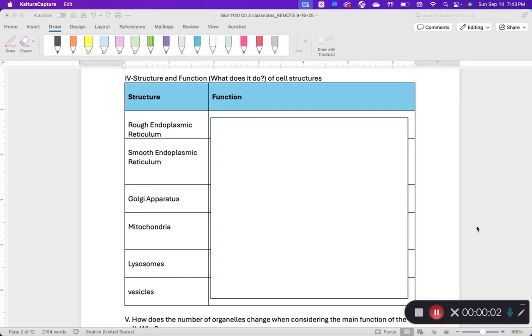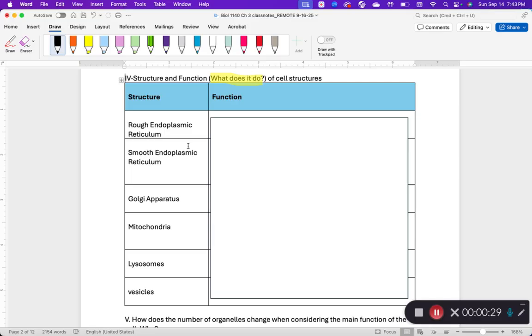Okay. All right, so we had just gone through labeling the different parts of an organelle, and now we're going to get into what their functions are. When we're thinking about a function, you want to ask yourself this question: what does it do? So here I have a chart of different functions.